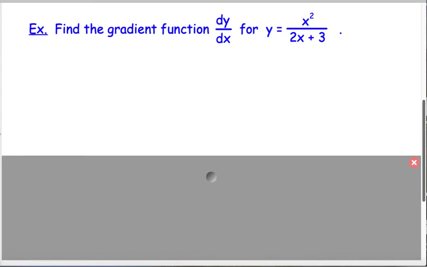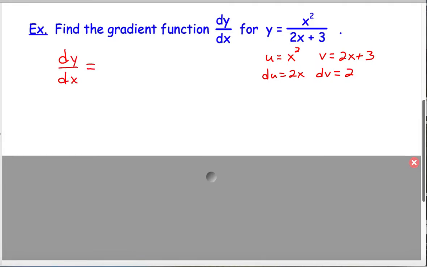Okay, so in this case, we have that u will be the x squared. And notice now, and this is where students make a mistake sometimes, v is not equal to 1 over 2x plus 3. It's just equal to the 2x plus 3. That's important. So the derivative of u with respect to x is going to be 2x, and the derivative of v is going to equal just 2. So let's calculate dy dx.